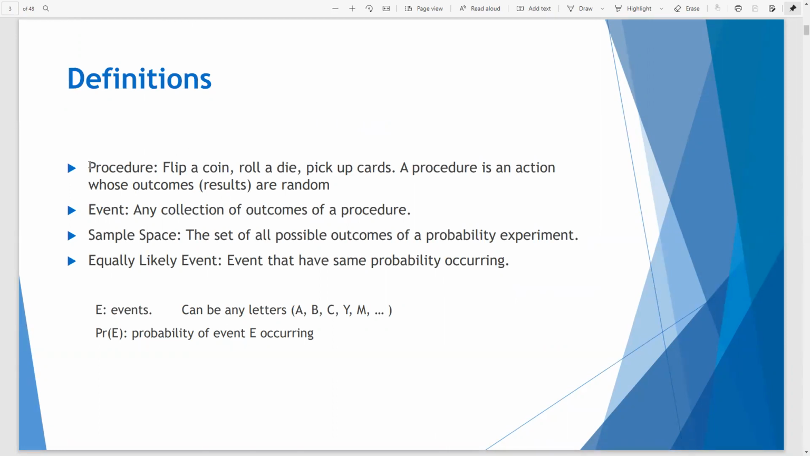So the wording we will use: procedure. Procedures are the way we do the experiment, right? The thing, like flip a coin, rolling a die or two dice or three dice, pick up cards, or select experimental subjects, and so on. A procedure is an action whose outcomes or results are random. Event, right? Any collection of outcomes of a procedure is an event.